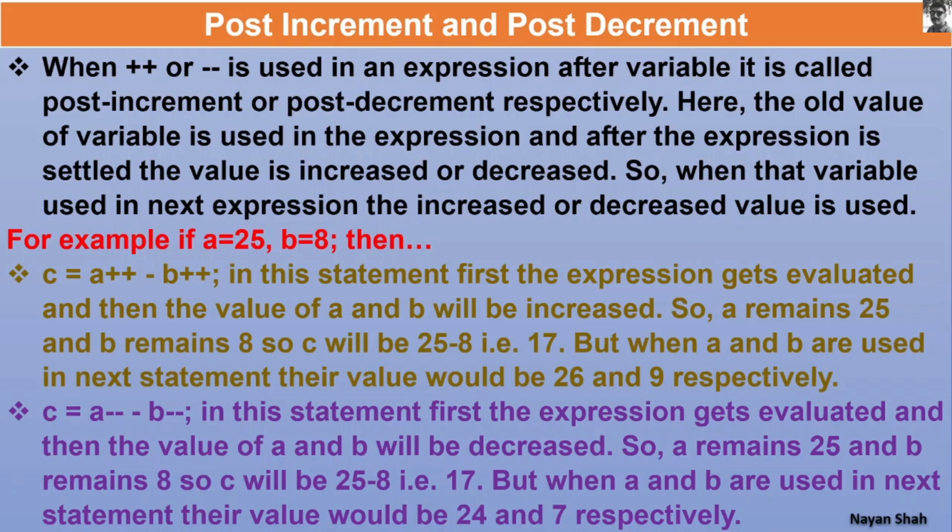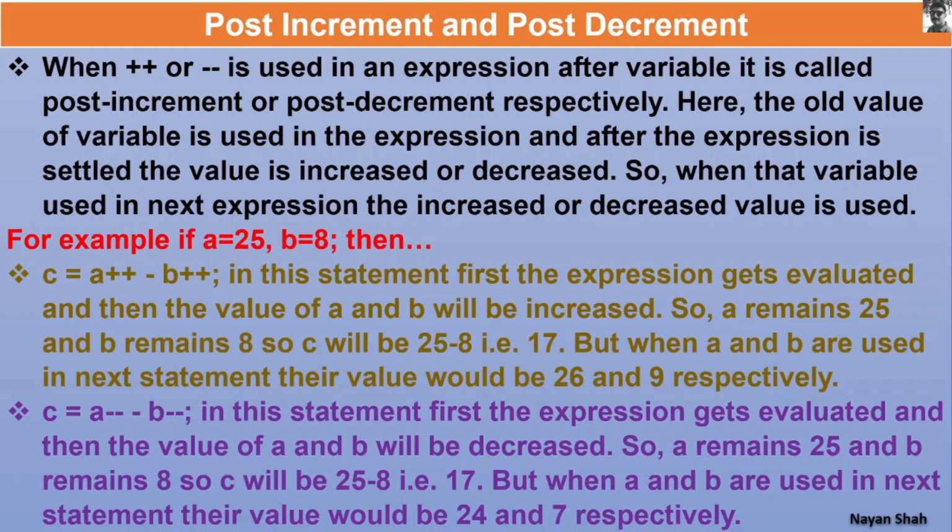But once c becomes 17, after that a will become 26 and b will become 9. And if a and b are used somewhere after this statement in your program, then a would be 26 and b would be 9. So that is called post increment.